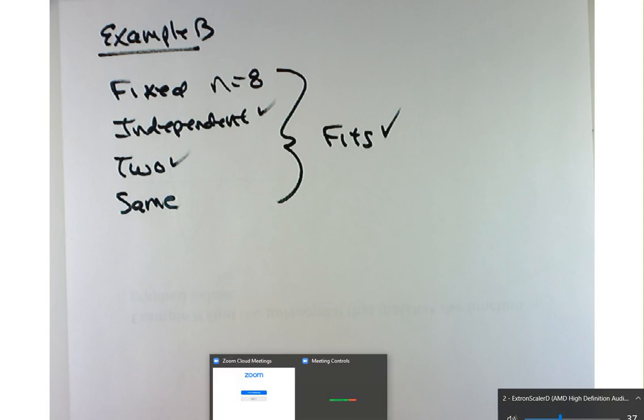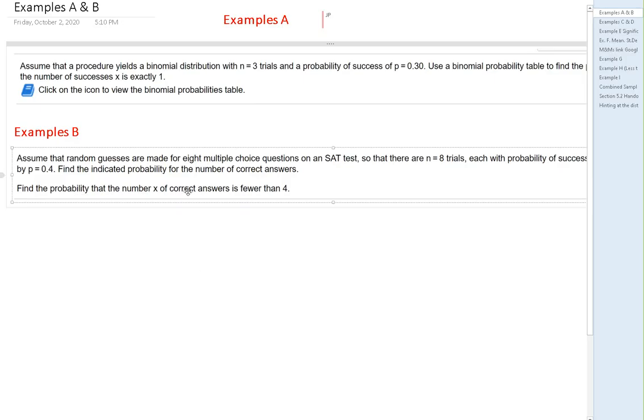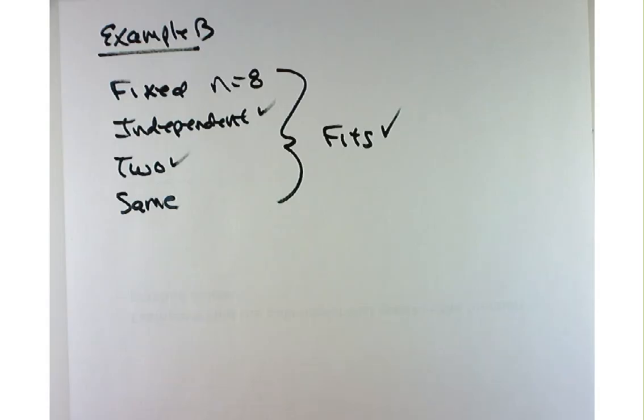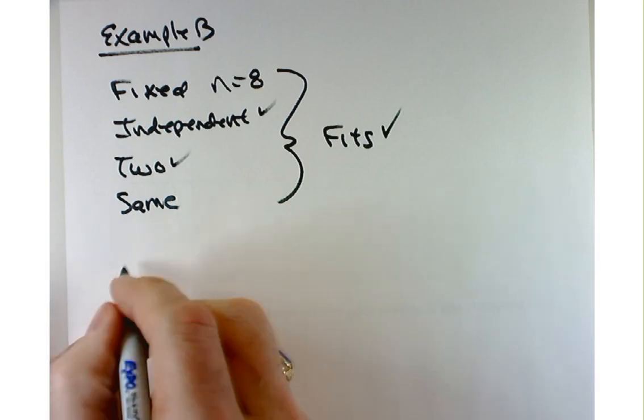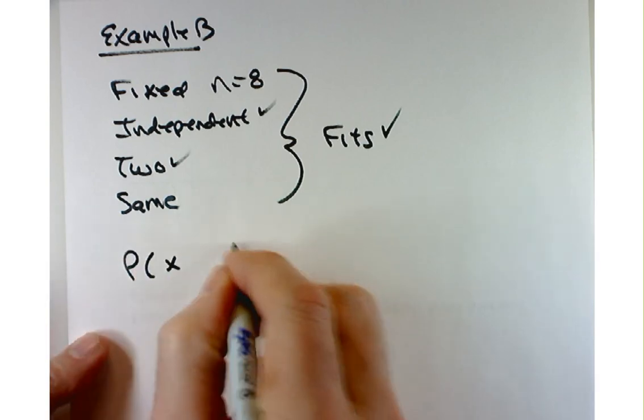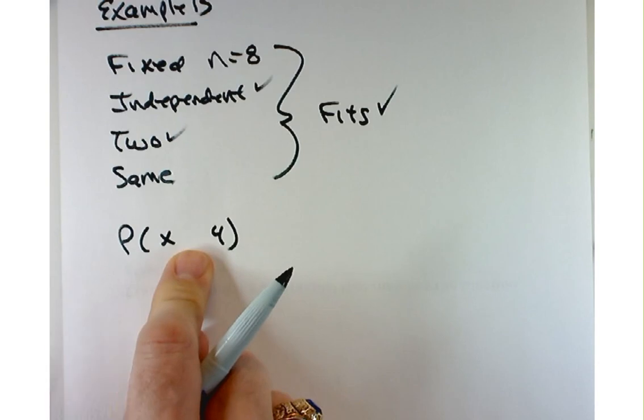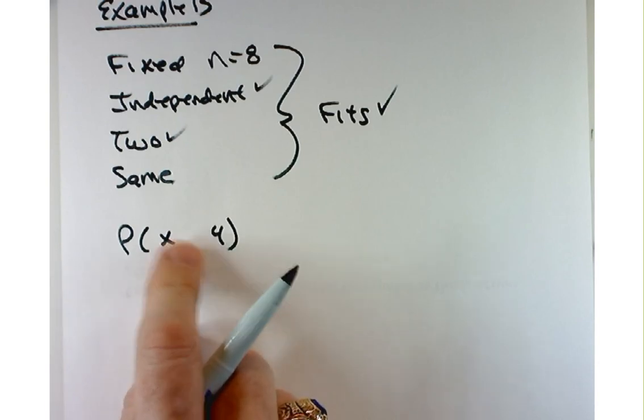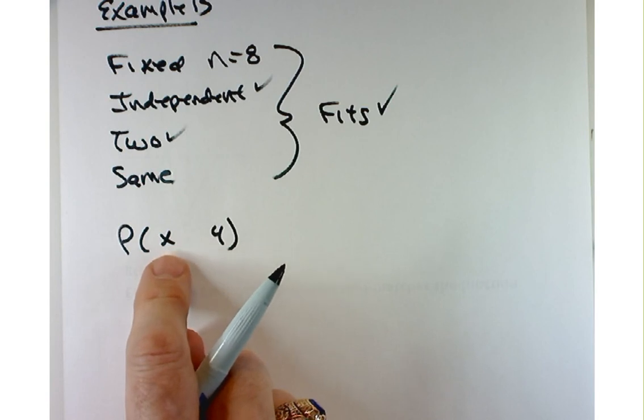Let's calculate that on our sheet. Actually, let's look at the rest of the problem. It says, find the probability that the number of correct answers is fewer than 4. So let me write that this way. I want the probability of x. What symbol should I use between these two? If x, the number of successes, is fewer than 4.